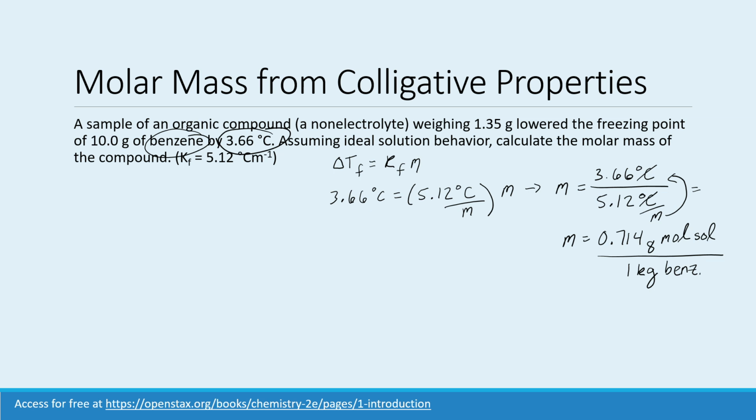Okay, so I'll abbreviate that. Now, we are given the amount of benzene that we have. There's 10 grams. So we can use molal as a conversion factor. Start out with that 10 grams of benzene. And of course, molal is in kilograms of benzene, so we're going to have to convert that 10 grams of benzene into kilograms by dividing by 1,000 grams to get kilograms of benzene.